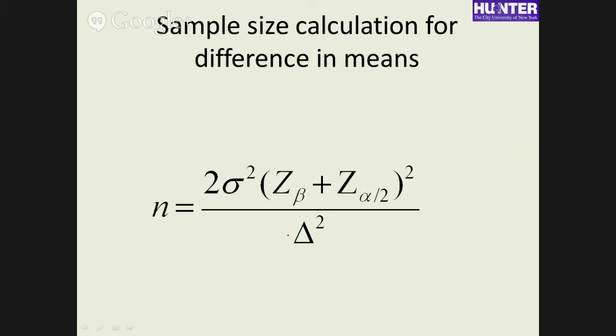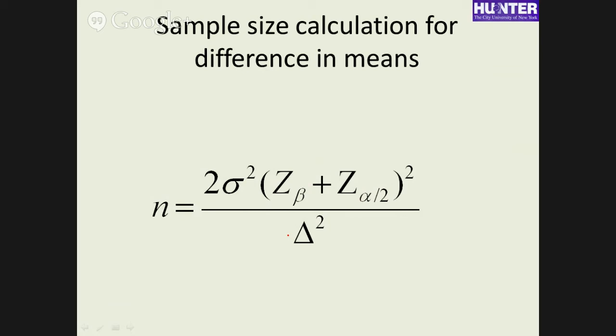Yeah, question? So, to get the Z power, you need the standard error, right? Do the calculation of this with the slide. Yeah, to do the power calculation, you need the standard error. But to get the standard error, you need the sample size, right?